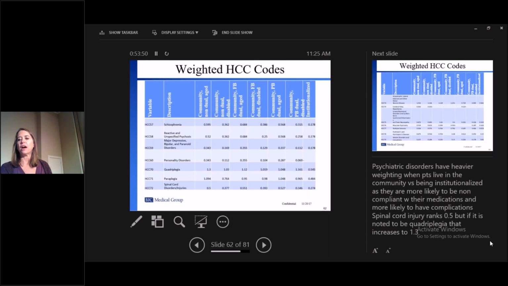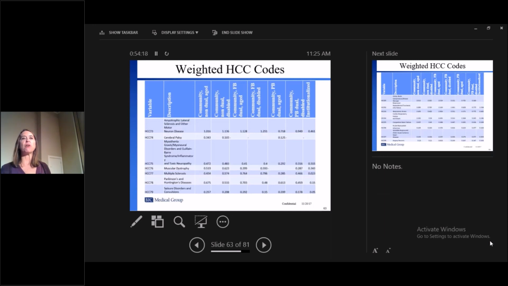Psychiatric disorders have heavier weighting when the patients live in the community versus being institutionalized. Again, they're more likely to be non-compliant with their medications at home, versus in an institutionalized facility where somebody's making sure you're getting your medicine every day. Spinal cord injury ranks a 0.5, but if you note the patient to be a quadriplegic, that increases the score to a 1.3. So just being smarter with that.